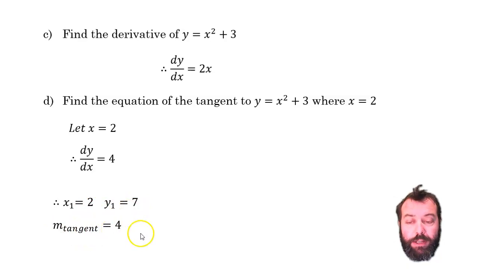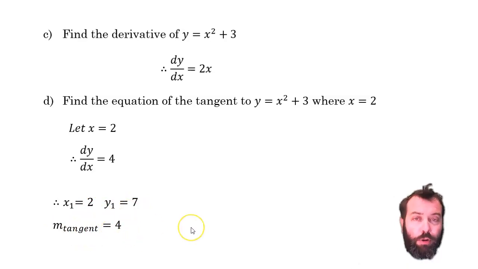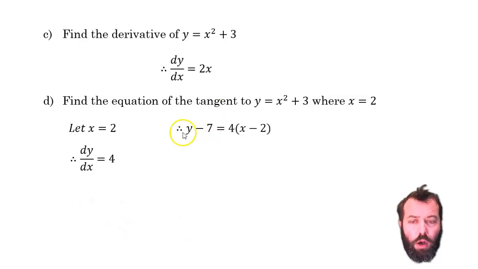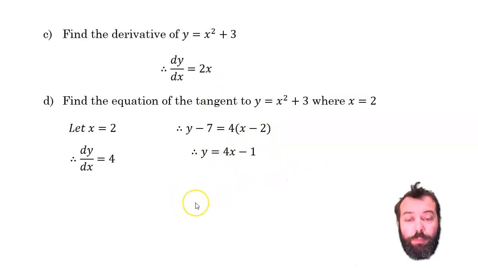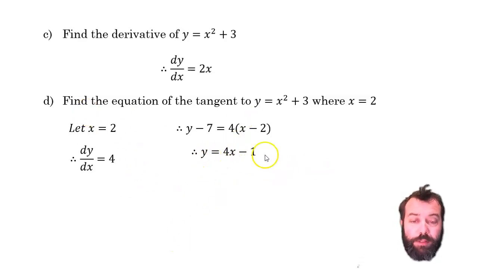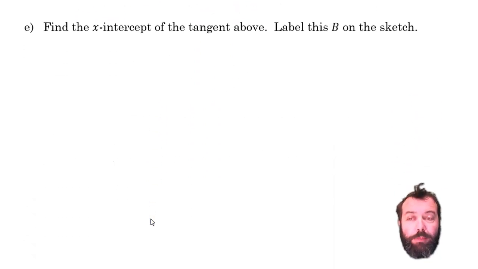The gradient of my tangent is 4, so I'm ready to use the point gradient formula. y minus y1 equals m into x minus x1. If I just expand those brackets and tidy that up a bit, in gradient intercept form I get y equals 4x minus 1. So I found the equation of the tangent. Right, we're ready to move on to the next part.